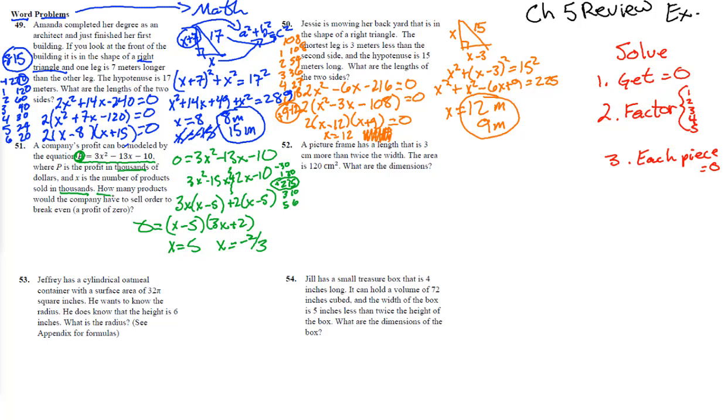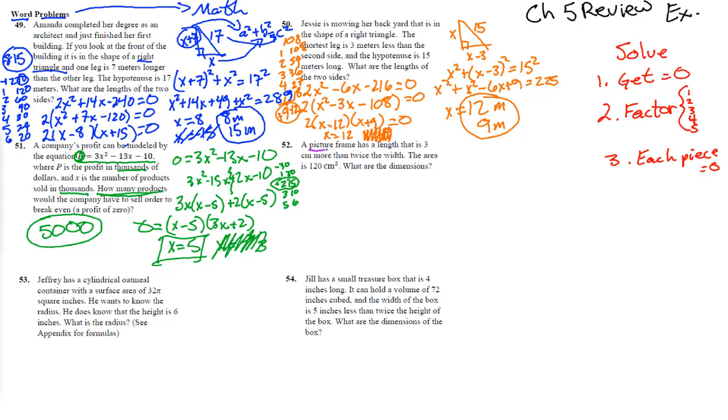When we're talking about how many products, this implies 5,000 is an option, and we can produce 5,000 products. This one would be negative 2/3. That'd be like negative 667, and that would be hard to produce as a real physical entity. So that one doesn't work, so our answer is 5,000 products with x equaling 5. Excellent. Number 52. A picture frame has a length that is 3 centimeters more than twice the width.